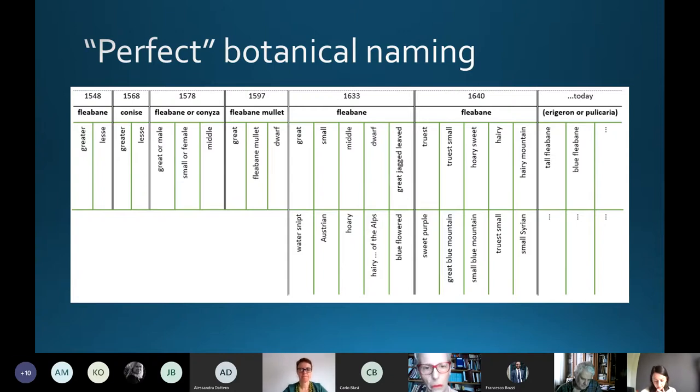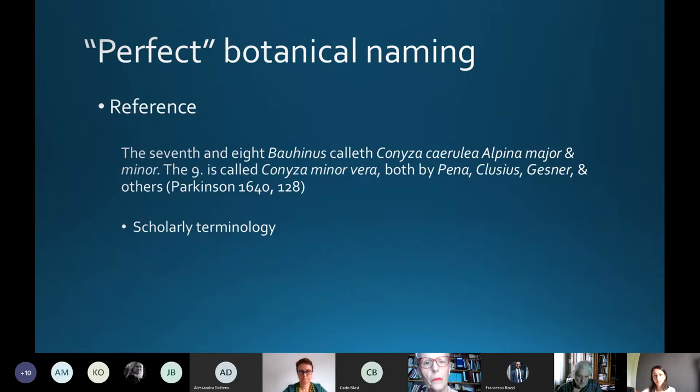For instance, as one reads them, one realizes that these compilations are not just catalogues of the known plant species, but they also worked as reference tools of scholarly terminology. For instance, in the example on the slide, we have reference to the fact that a certain variety of coniza had been called in a certain way by other herbalists, by other naturalists.